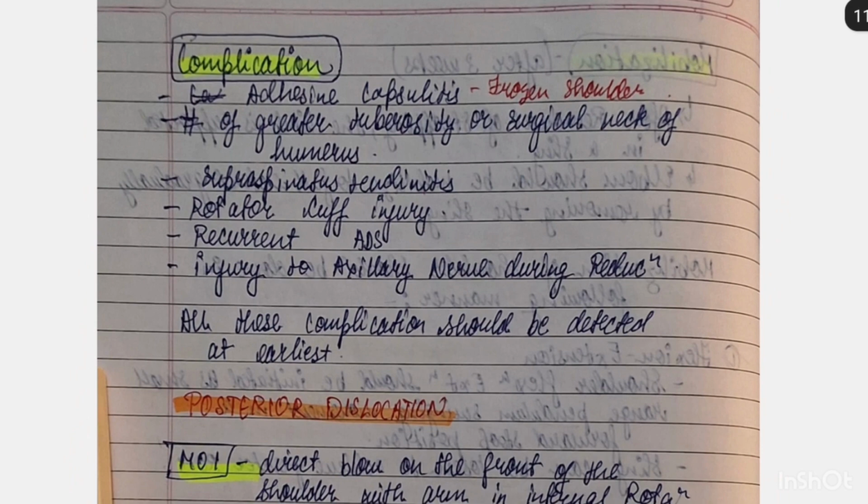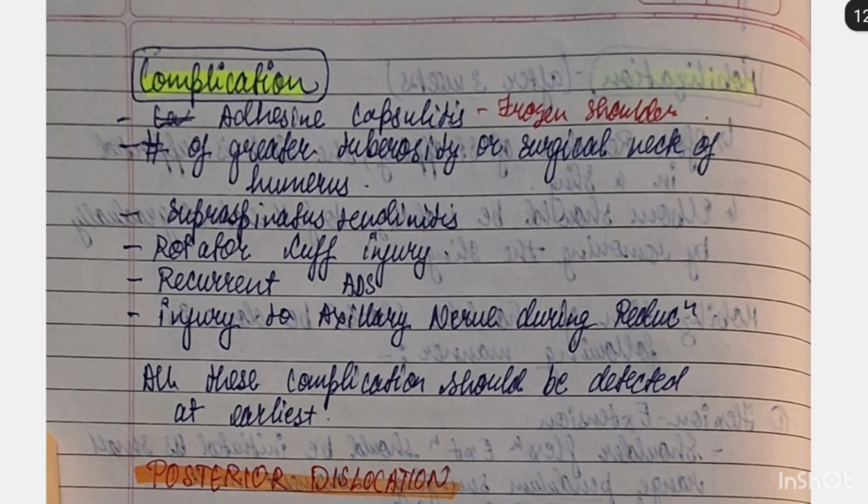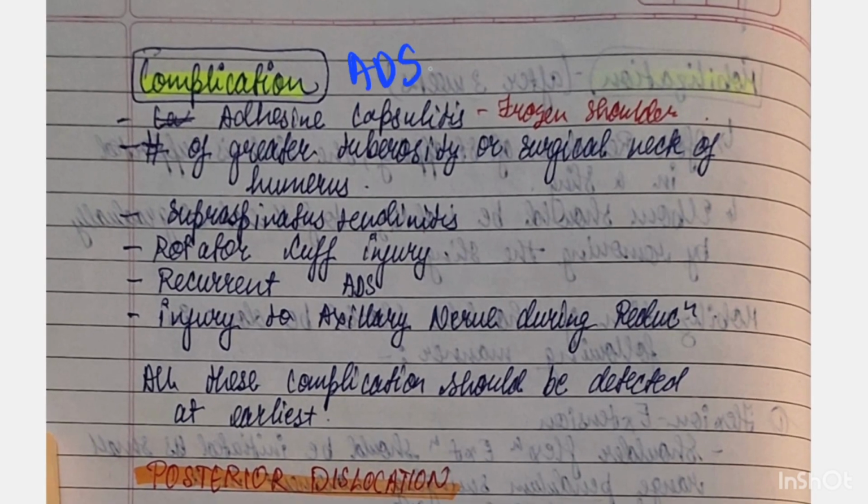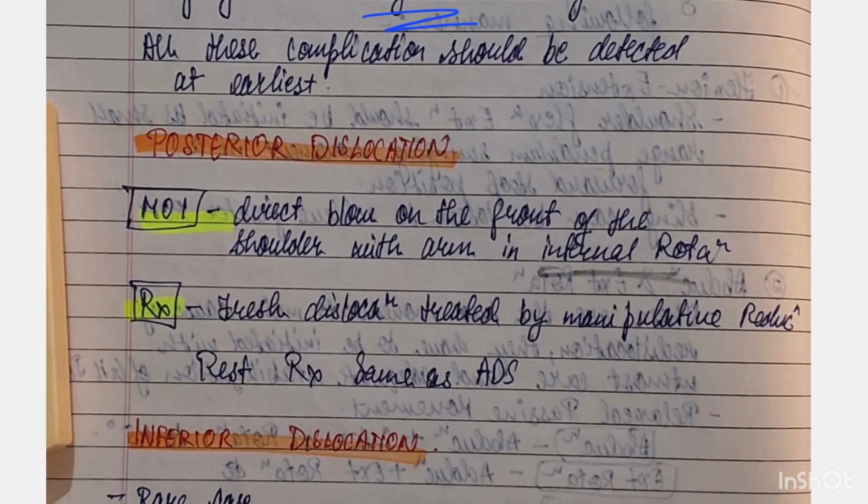Now let's see what the complications of anterior dislocation of shoulder can be. Adhesive capsulitis, which is also known as frozen shoulder, then fracture of the greater tuberosity or surgical neck of the humerus, then supraspinatus tendinitis, rotator cuff injury, redislocation, that is recurrent anterior dislocation of the shoulder, and injury of the axillary nerve during reduction. All these complications should be detected as early as possible.